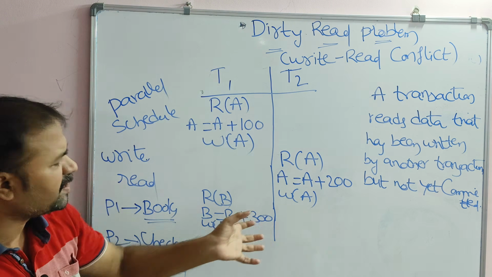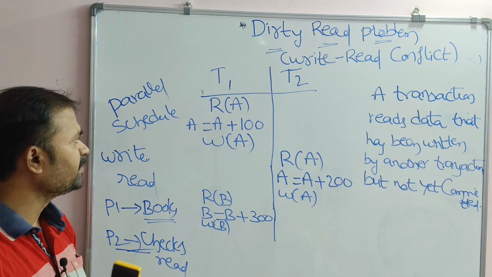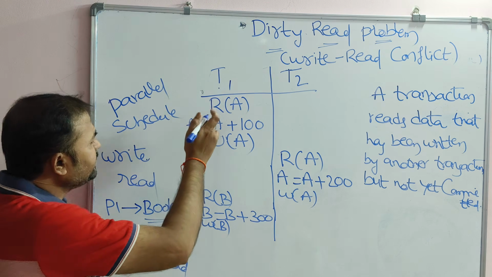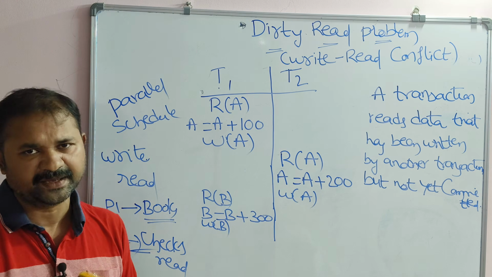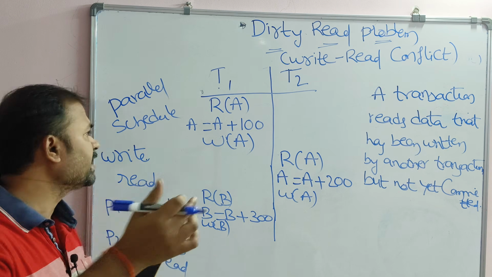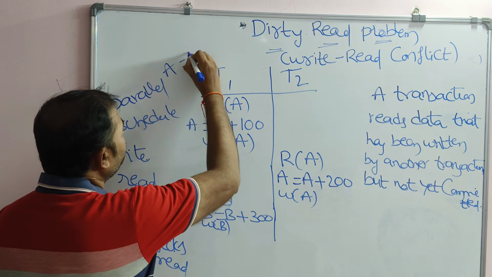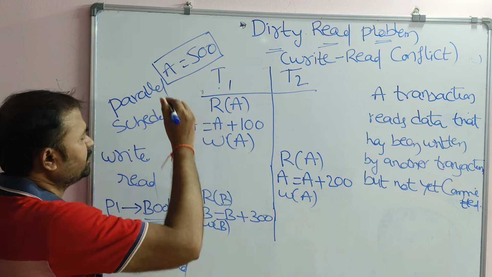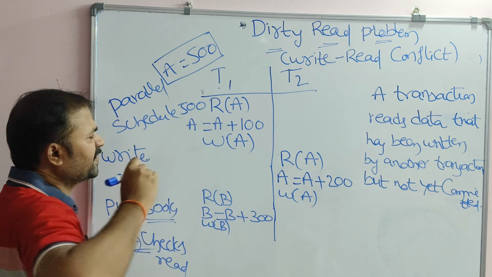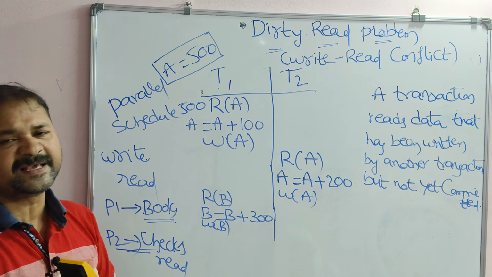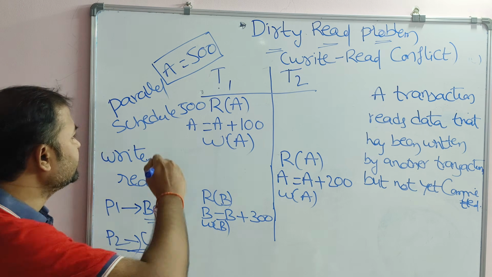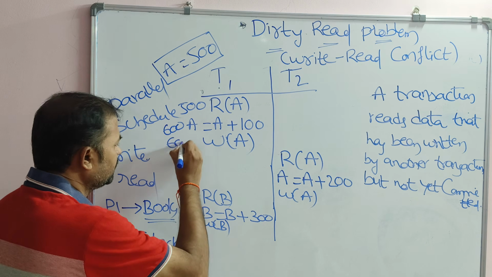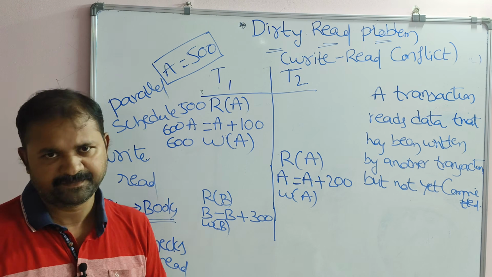But here it is causing some problem. Let's see what the problem is. Here we have two transactions, T1 and T2. Let the first operation be R of A, read the data from account A. Let the value of A be 500. So initially in the database the A value is 500. Next, A equals A plus 100, so 500 plus 100 means 600. Next, W of A, write A. So now the A value is 600.